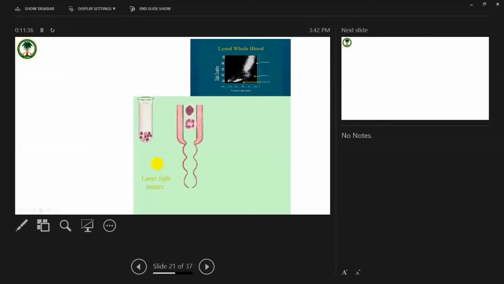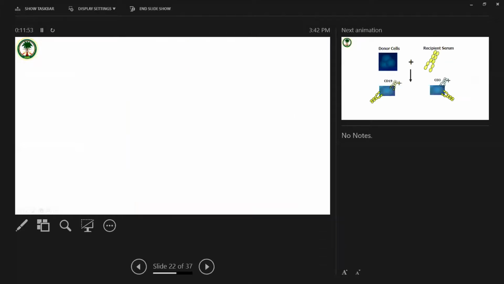And those cells will pass through the laser, as you can see in this slide, and the laser will tell us which type of cells we are dealing with and if there is any antibody bound to those cells, very sensitively, as these cells pass by the laser one by one, so we can digitally analyze the case properly.